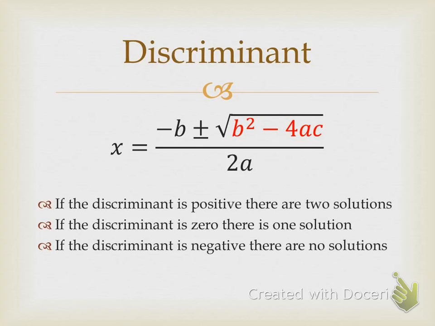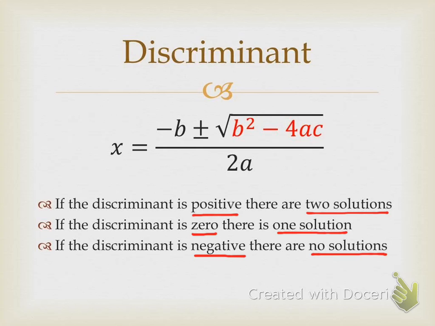So if I plug in all my numbers, b, a, and c, into the discriminant, and when I solve it all, it becomes a positive number, then I know that there are 2 solutions to that quadratic equation, or there are 2 x-intercepts. If I plug in all the numbers and I get 0 as an answer, that means there is only 1 solution. If I plug in all the numbers and I get a negative answer, then that means there are no solutions to the quadratic equation.